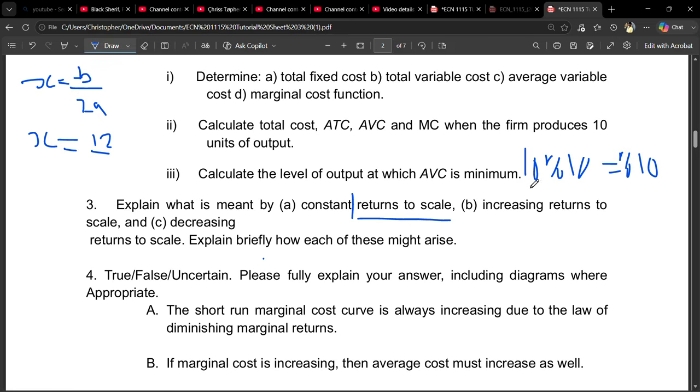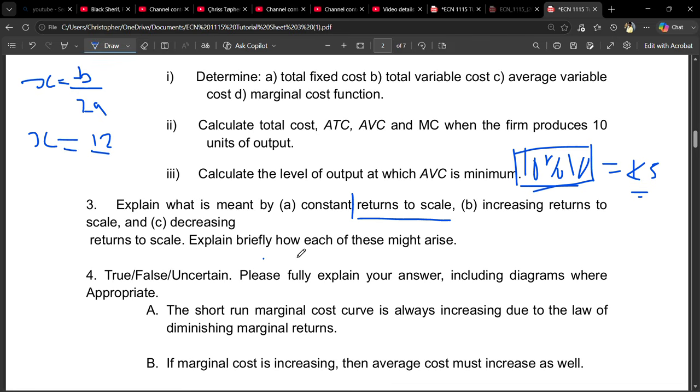Now, increasing returns to scale means that if they increase the inputs, say by 10%, and what comes out is more than that, maybe 20%, it means that it is increasing returns to scale. Decreasing returns to scale: if they increase the inputs by 10% and what comes out is less than 10%, let's say 5%, it means that it is decreasing returns to scale.